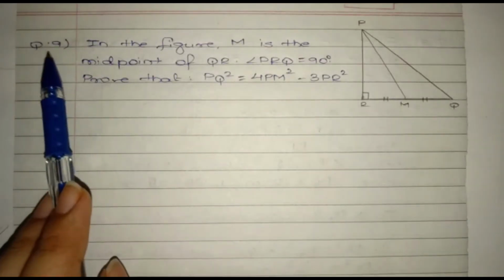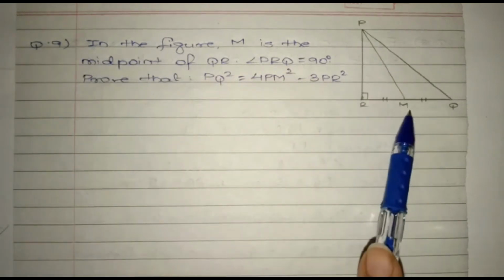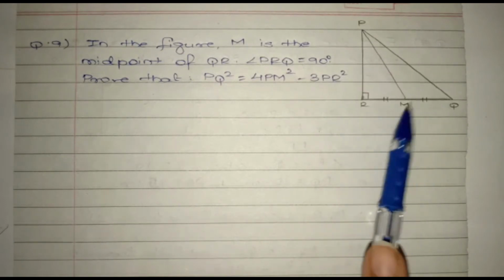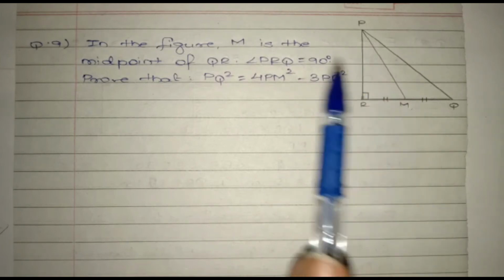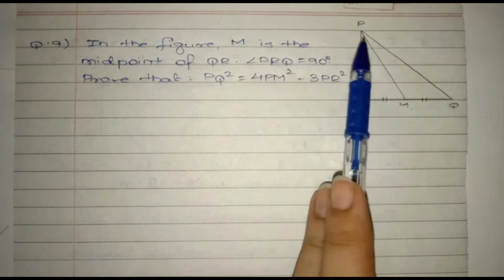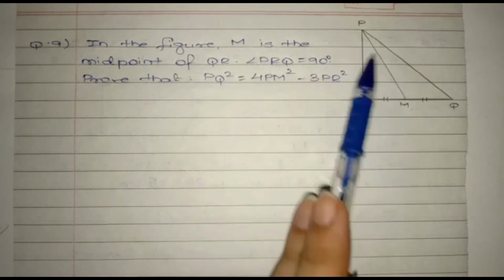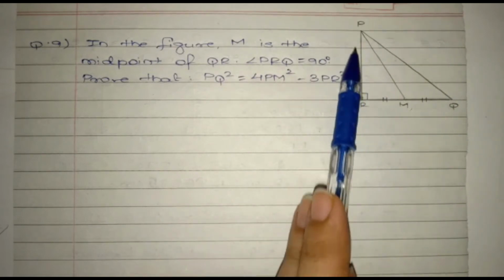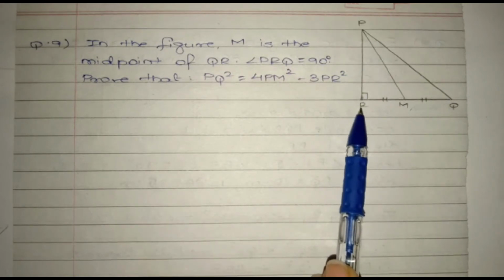Now in this ninth sum of practice set 2.1, it is given that in this figure M is the midpoint of QR. Therefore RM and MQ are equal. Also angle PRQ is 90 degree. And we have to prove that PQ square is 4PM square minus 3PR square. Now we'll have to prove this step by step.